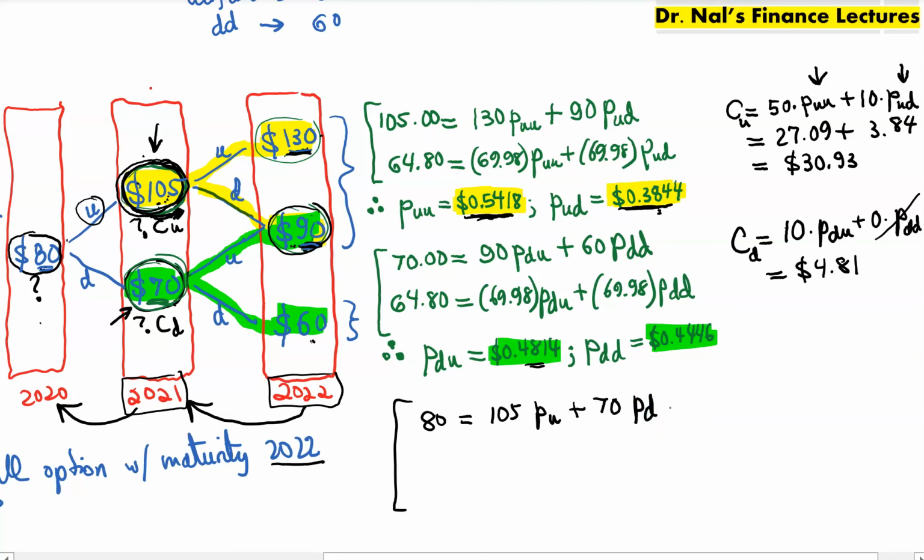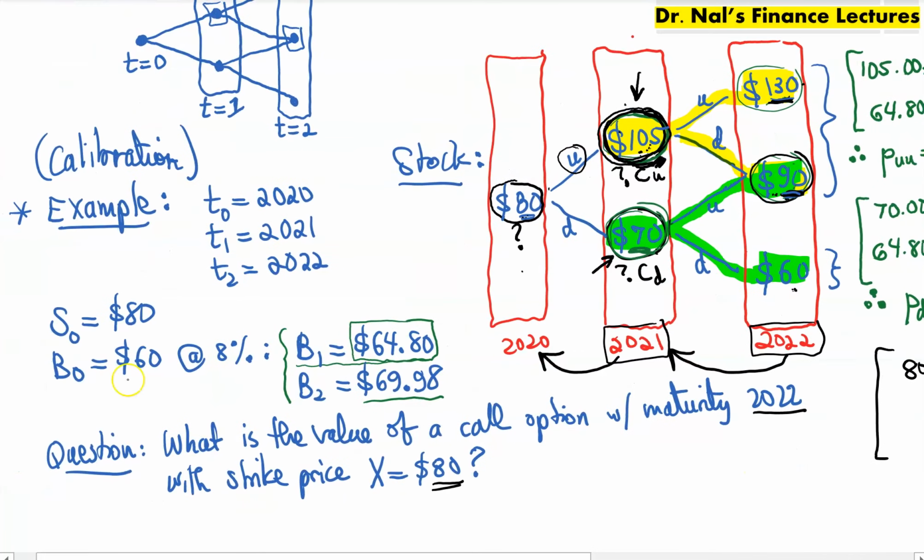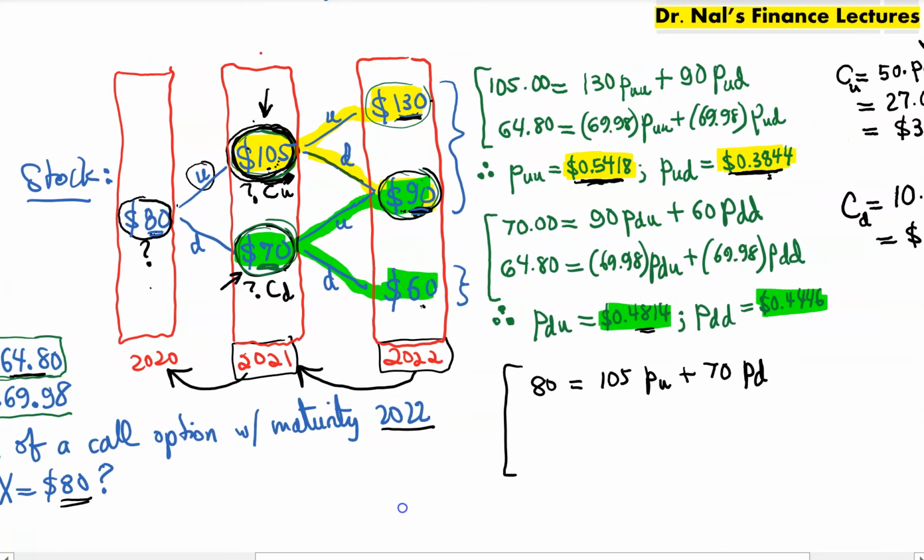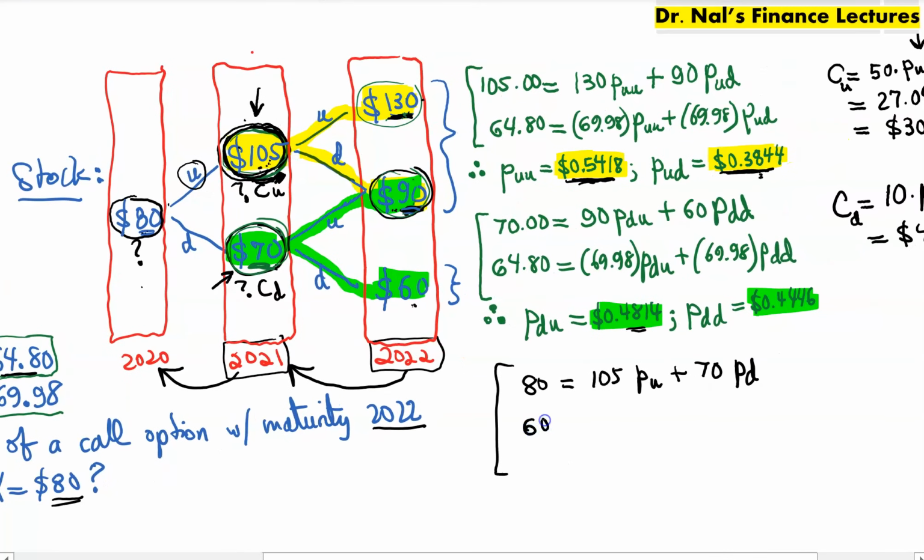How about the bond? The bond, remember, had a value today of $60, and in year 1 it will have a certain value of 64.80. So 60 is equal to 64.8, regardless of which of the 2 states happens. It will always give you 64.8 PD. That's it. Given these 2 equations, I need to first solve for the state contingent claims in year 2021, PU and PD.